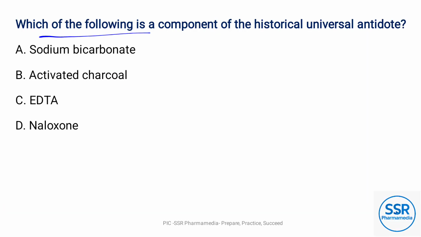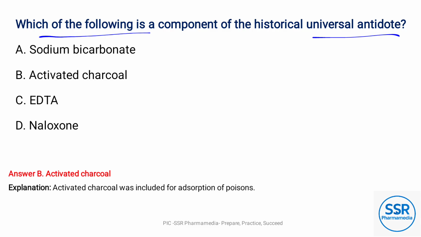Which of the following is a component of a historical universal antidote? Option B, activated charcoal. The universal antidote consists of activated charcoal, magnesium oxide and, option C, tannic acid. The universal antidote is a combination of three: activated charcoal, magnesium oxide and tannic acid.